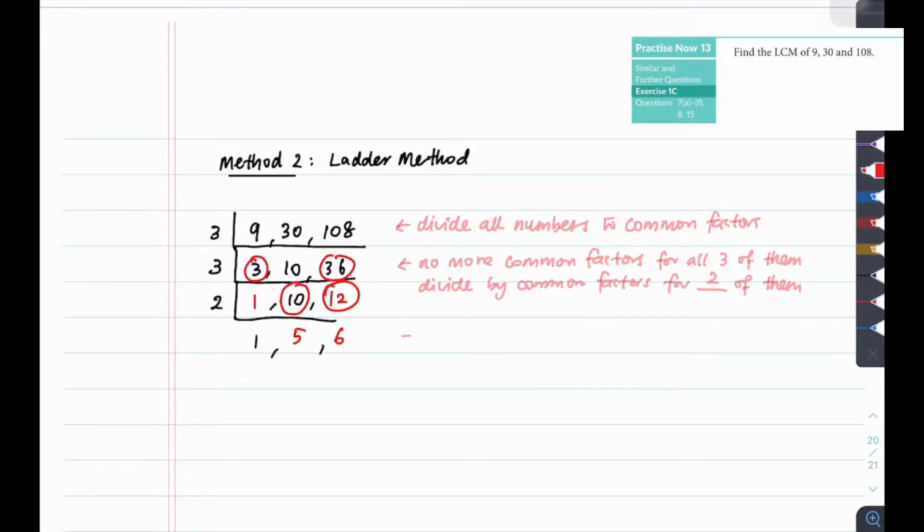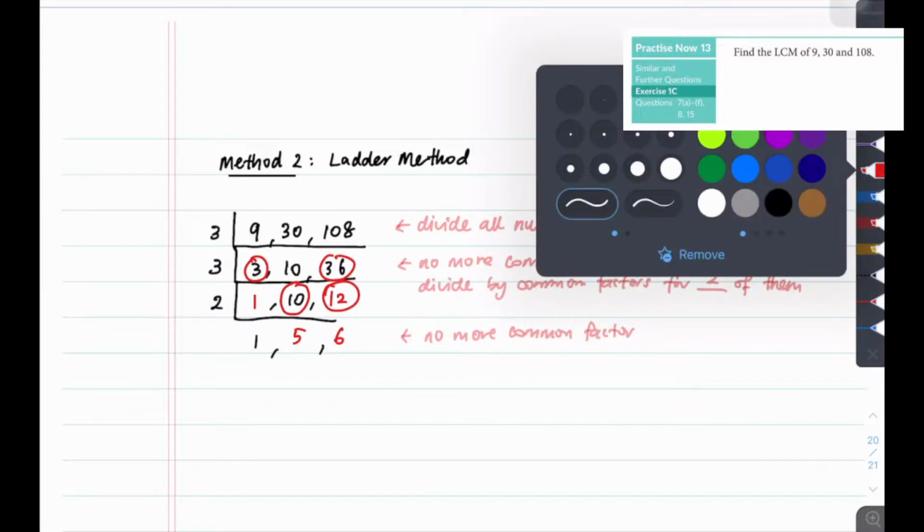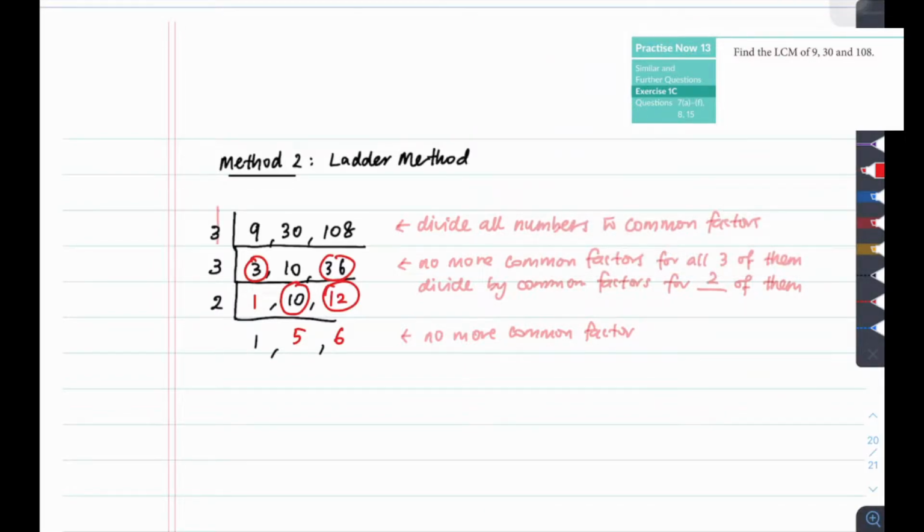Okay, at this stage, I don't have any more common factors between 3 of them and between 2 of them. Alright, so for LCM again, I'm going to take not just the common factors, I'm going to take the L over here. So I need to multiply all the numbers that I have over here. So the LCM is equal to, along the L, 3 times 3 times 2 times 1 times 5 times 6. So this will give me 540, which is what you saw from the previous method.